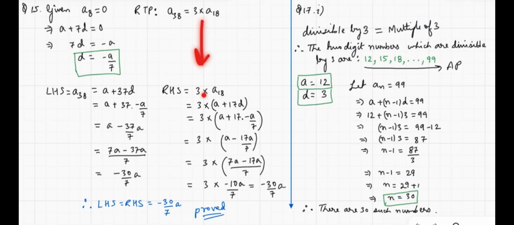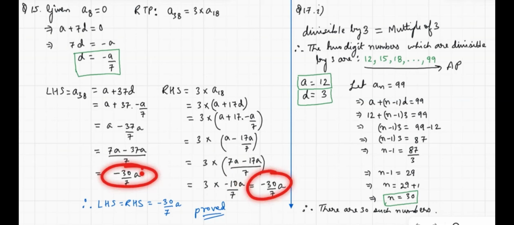In the right hand side, we have 3 times A18. A18 can be replaced by A plus 17 times D, and here replacing D by minus A by 7, we have A minus 17A by 7. Taking LCM, we have minus 10A by 7 times 3, that is minus 30 by 7. It is the same as the number we got in the LHS. Hence, LHS equal to RHS equal to minus 30 by 7 times A. Proved. Come to the next question.